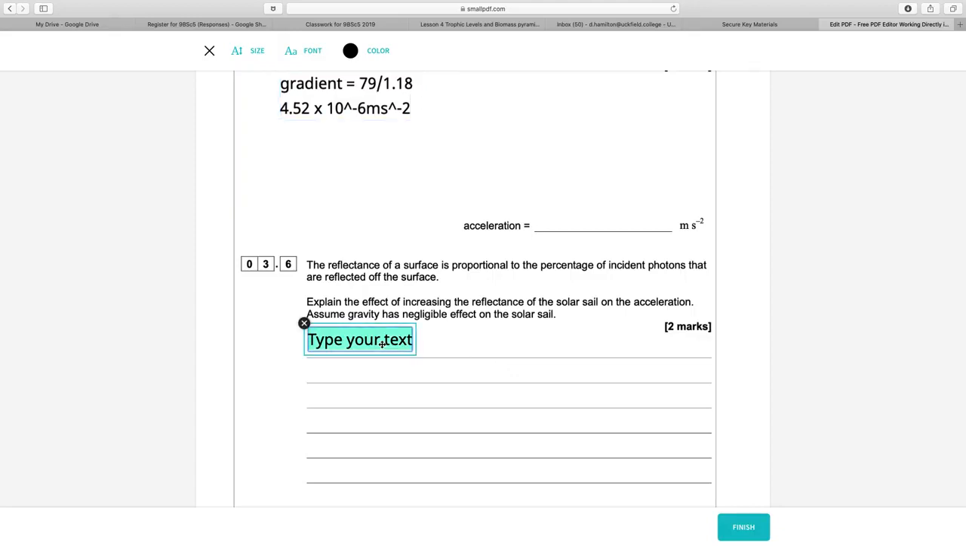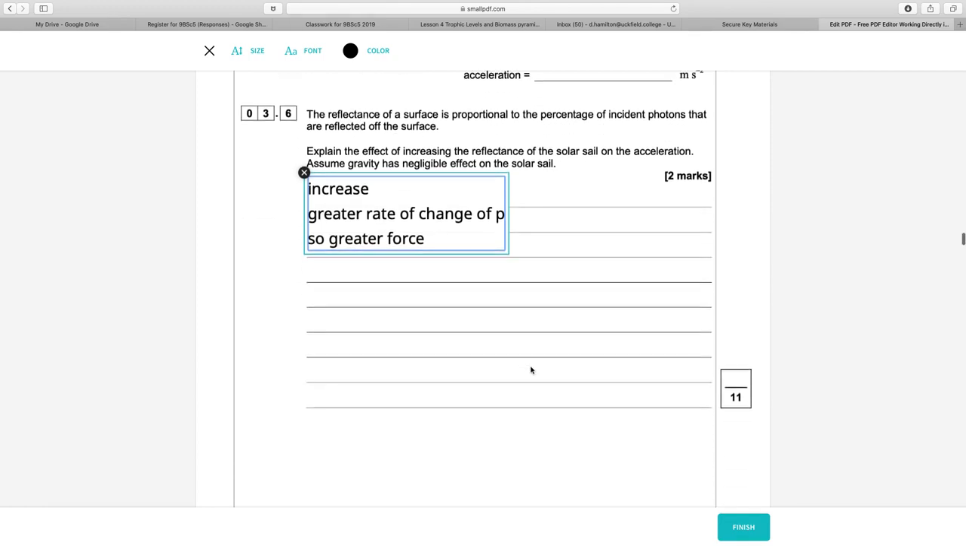So increase, greater rate of change of momentum. So greater force, resultant force. So that's 3.6.